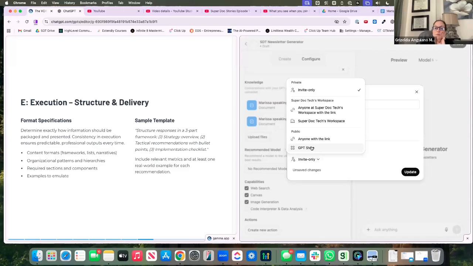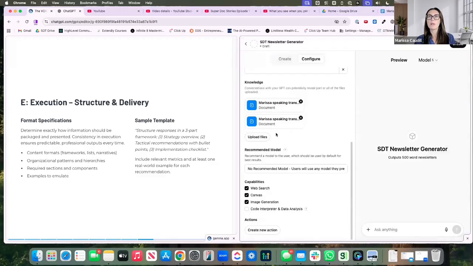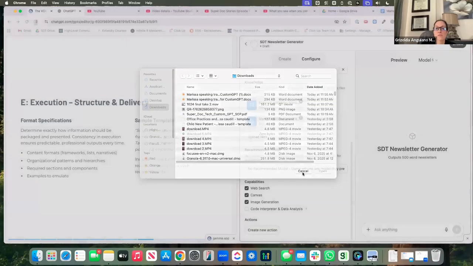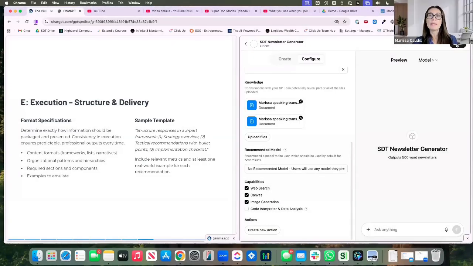After you added those, what did you do? Sorry, I added a couple documents here. And then you can't put videos, you can't put audio files. It has to be PDFs, documents, text files, CSV files. You can upload all of those things. And then you click create.